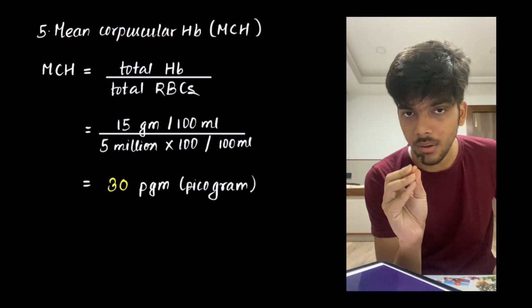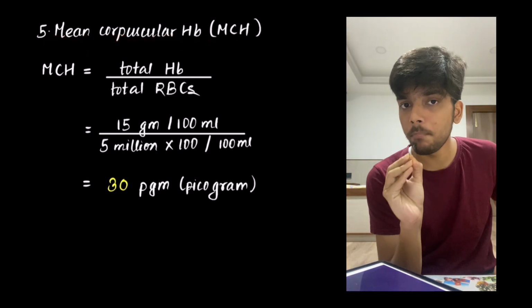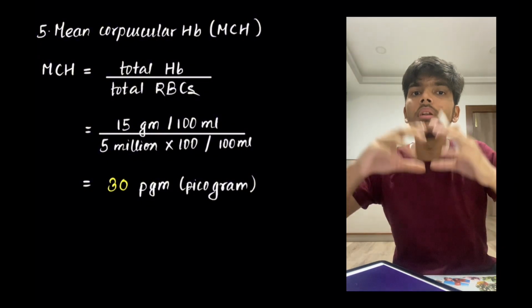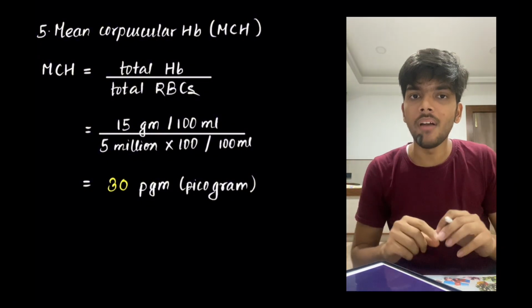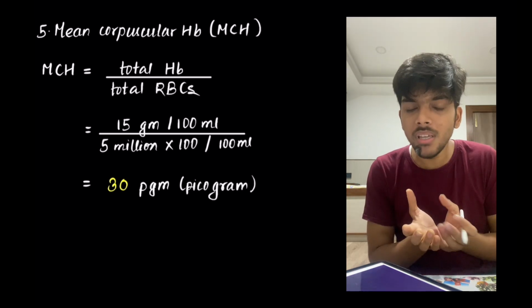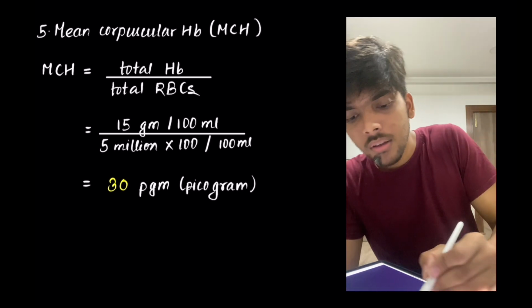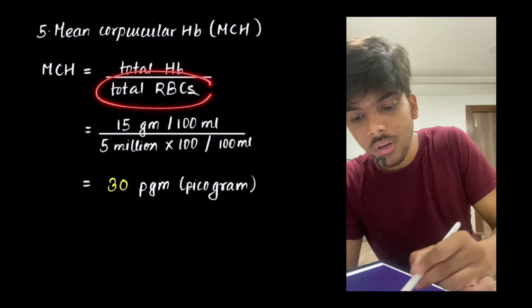The mean amount of hemoglobin present in a single RBC. So simple, take the total amount of hemoglobin divided by the total number of RBC. You are going to get the mean amount of hemoglobin present in one RBC. Total hemoglobin by total RBC.